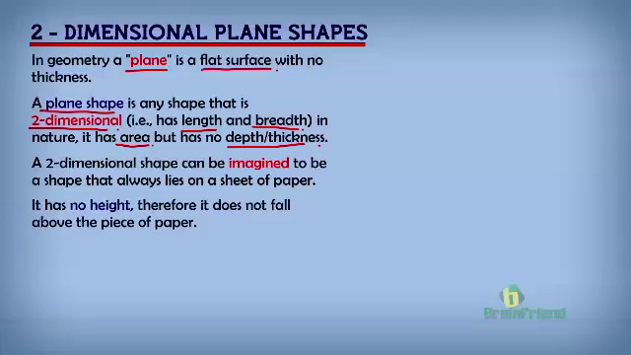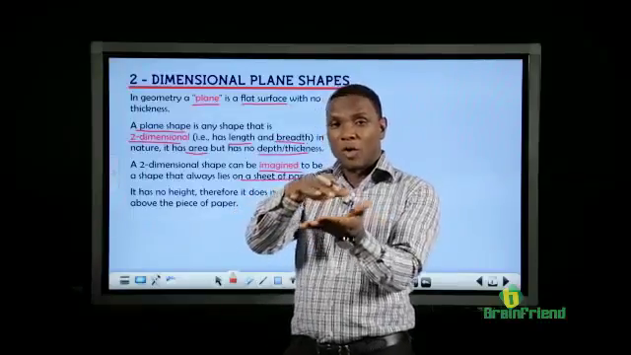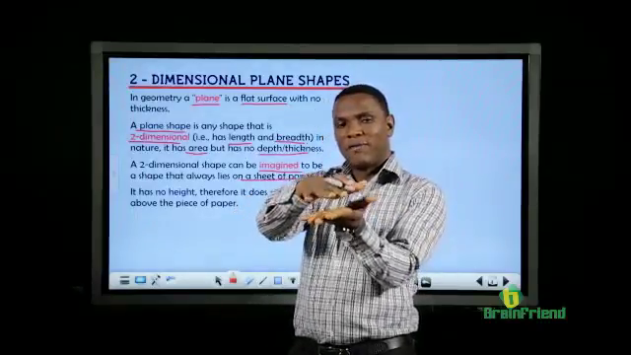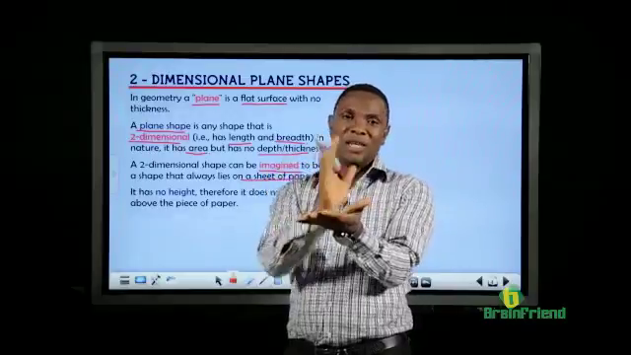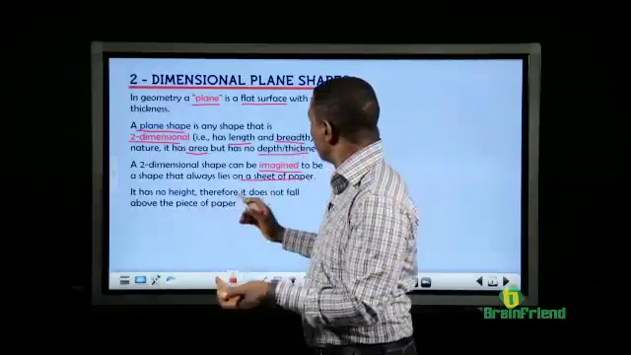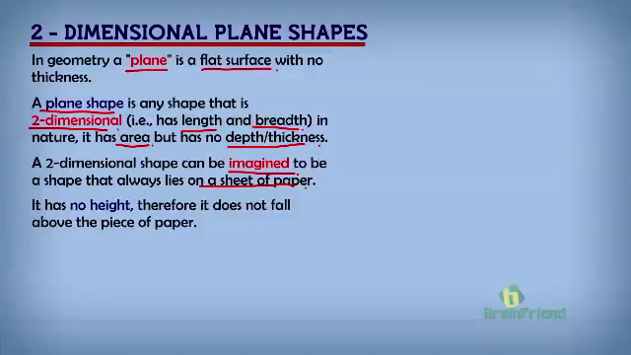Two-dimensional shapes can be imagined to be a shape that is always lying on a piece of paper. Now imagine a shape that you draw on a piece of paper. It is flat. It has two dimensions. It does not have what you refer to as thickness.